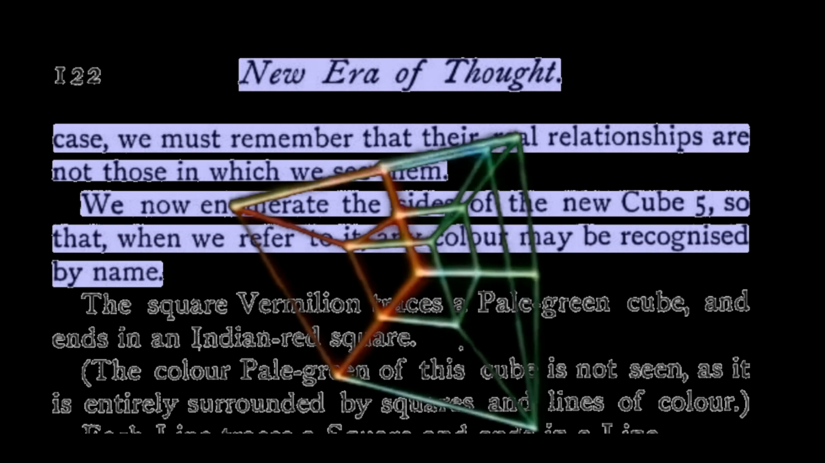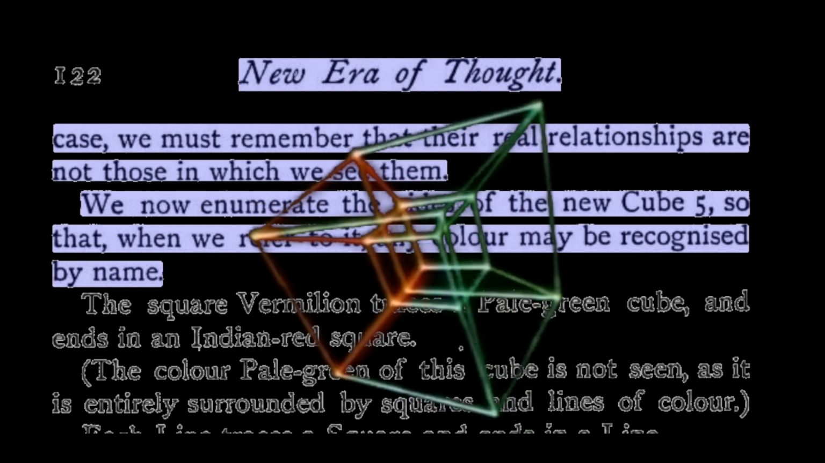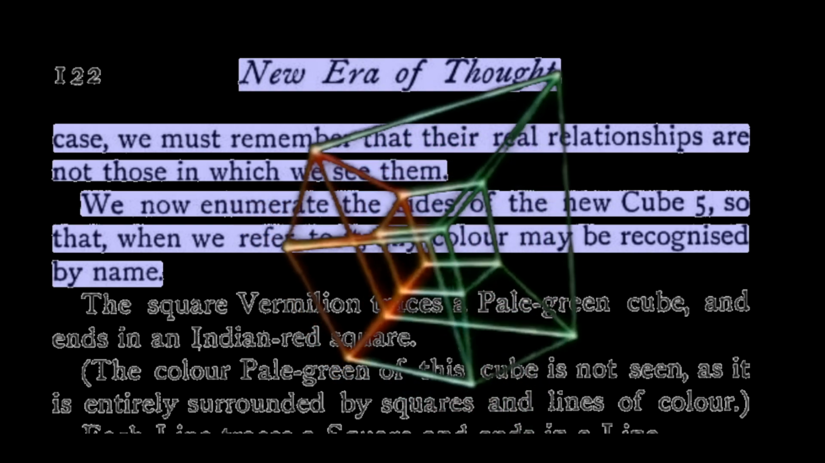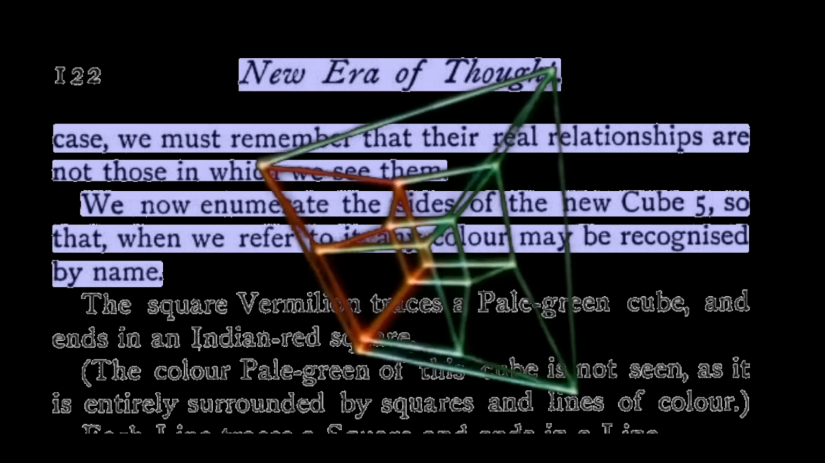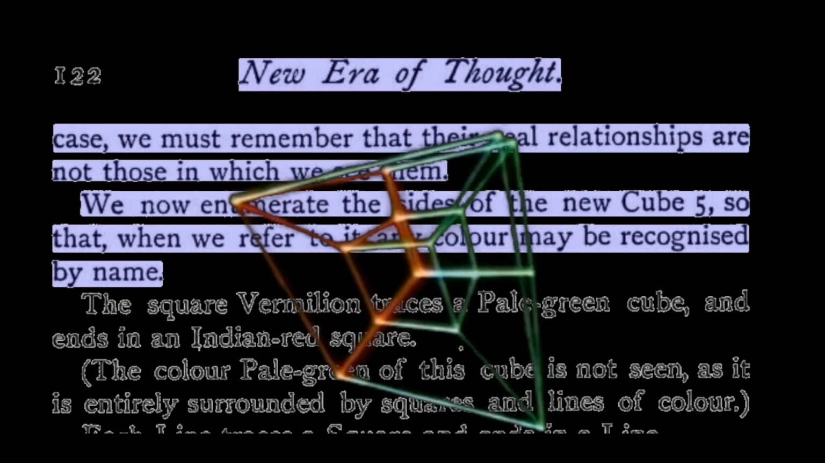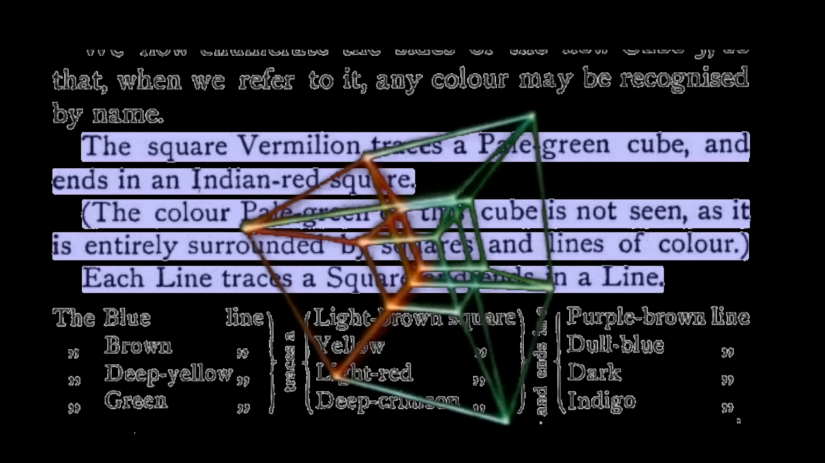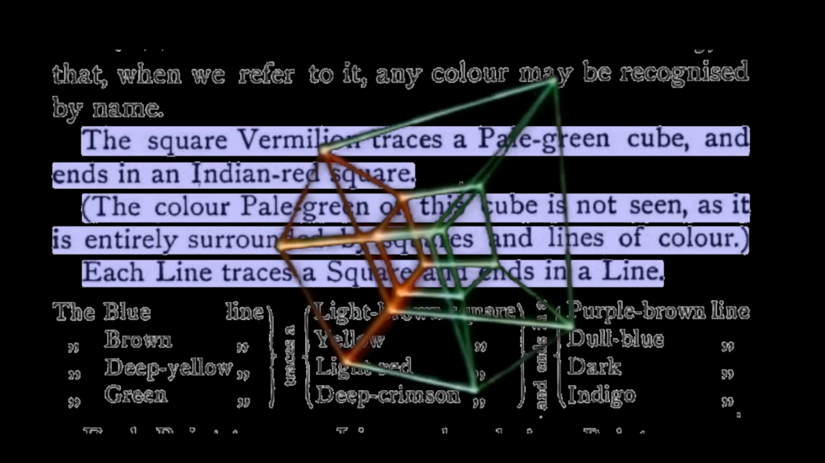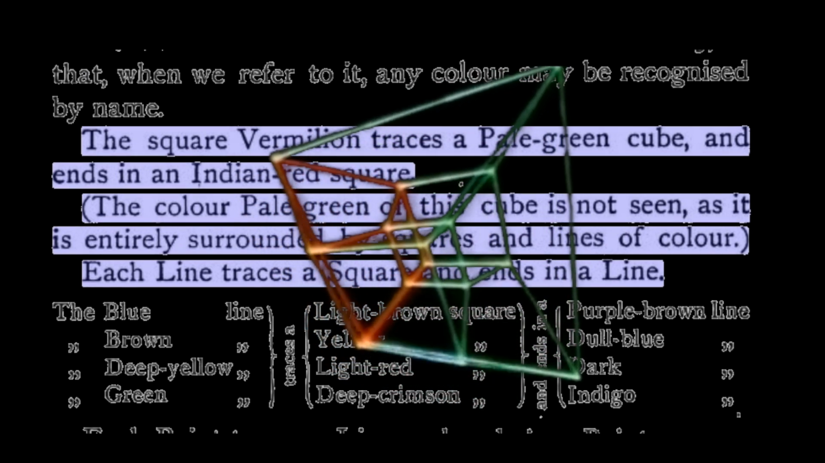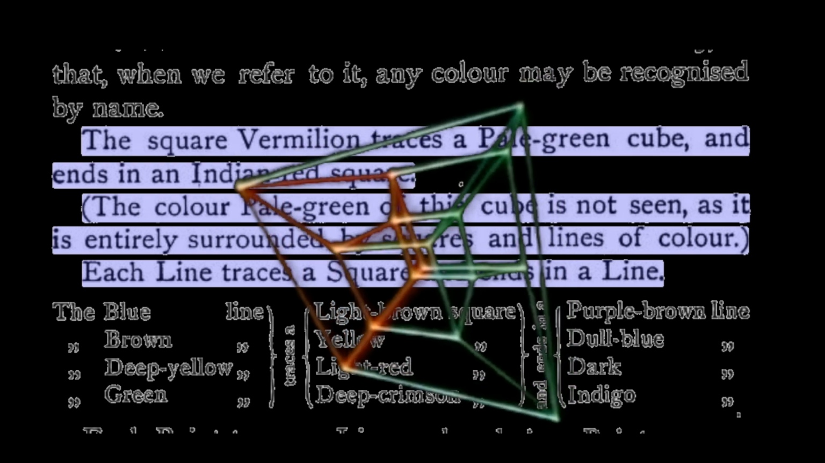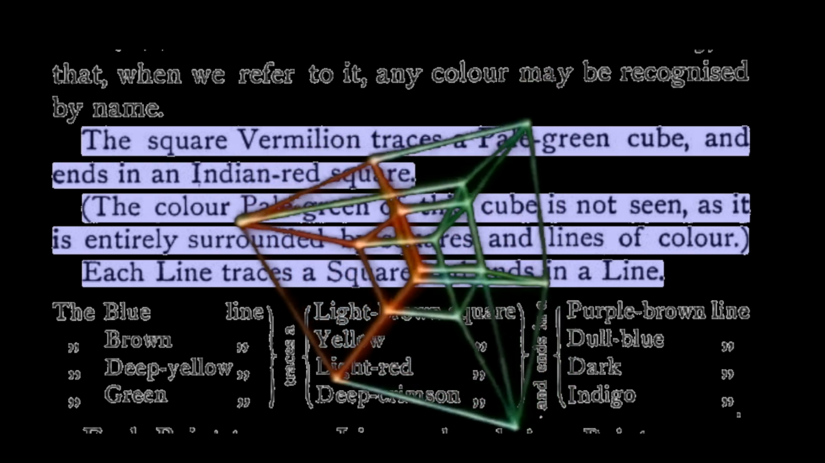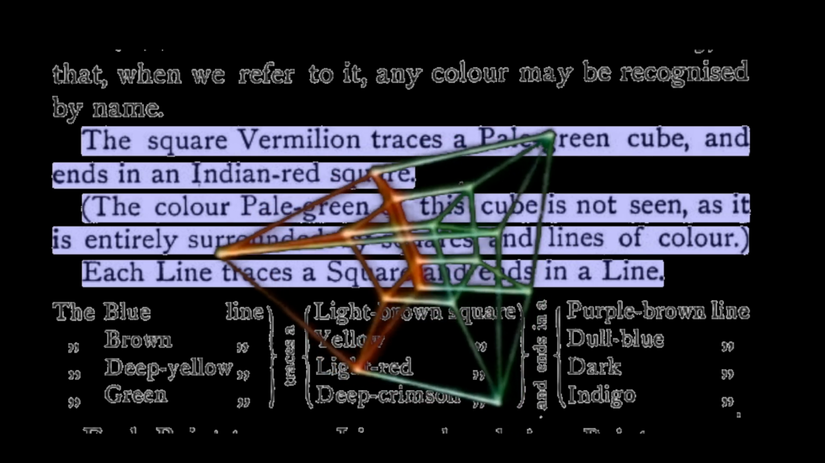We now enumerate the sides of the new cube 5, so that, when we refer to it, any color may be recognized by name. The square vermilion traces a pale green cube, and ends in an Indian red square. The color pale green of this cube is not seen, as it is entirely surrounded by squares and lines of color.